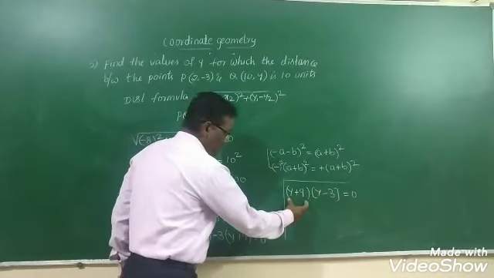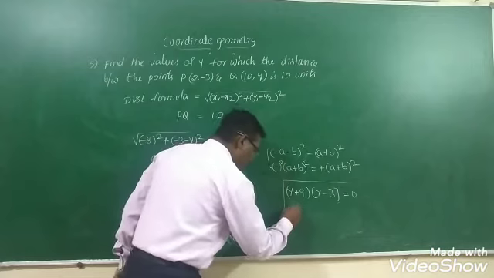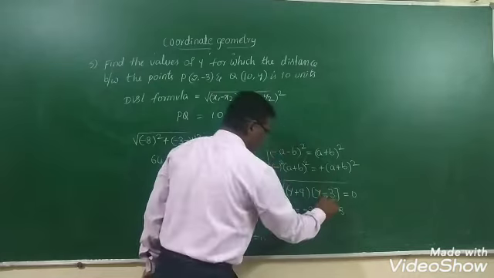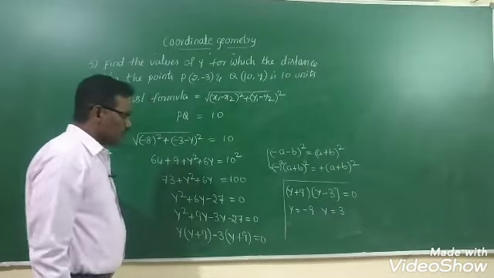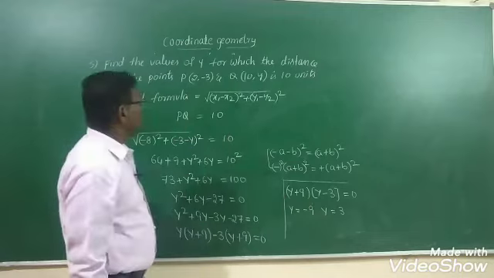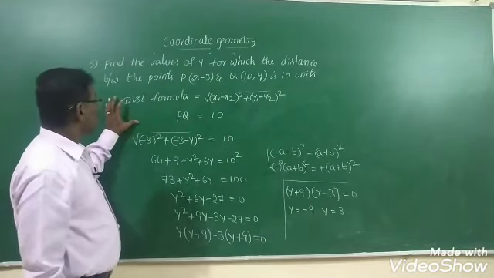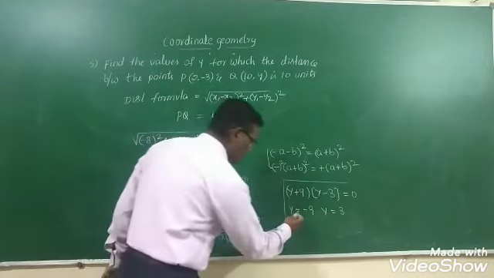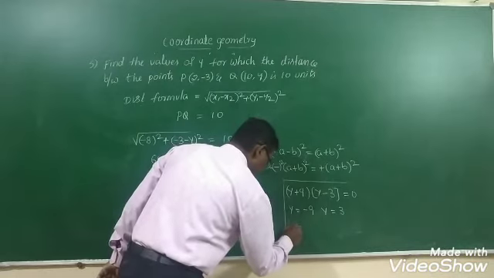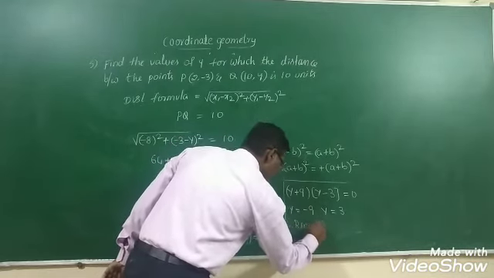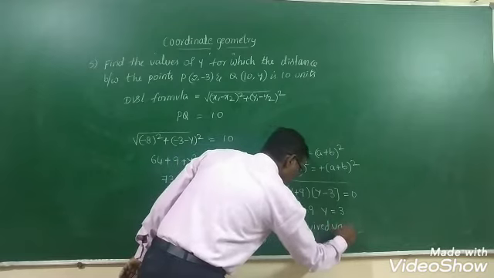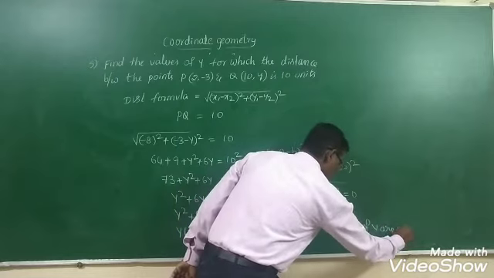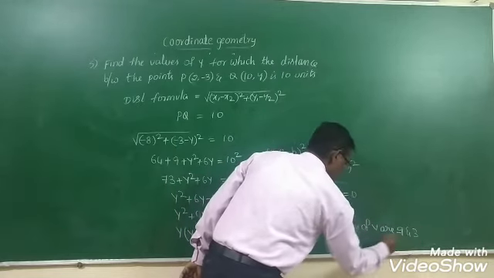Therefore, each factor we can equate to 0. We get y is equal to minus 9 and y is equal to 3. By transposing minus 3 there, it becomes plus 3. So these are the two values. Observe carefully here: find the values of y. So the required values of y are minus 9 and 3.